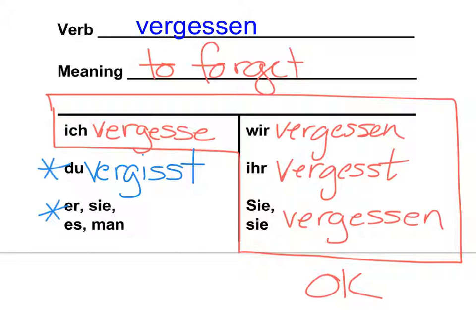So try that one. Vergisst. Okay, because you're not adding the extra S, you just added a T, it's going to be the same in this case for er/sie/es and man.